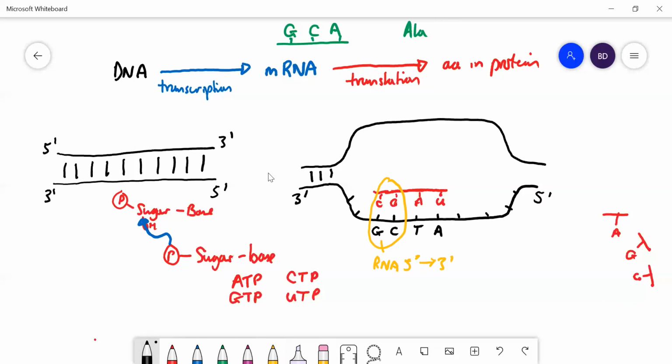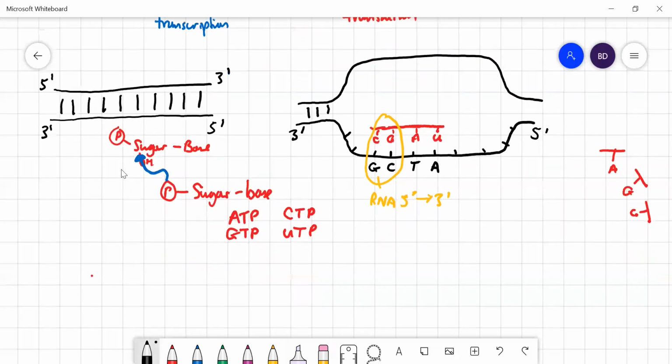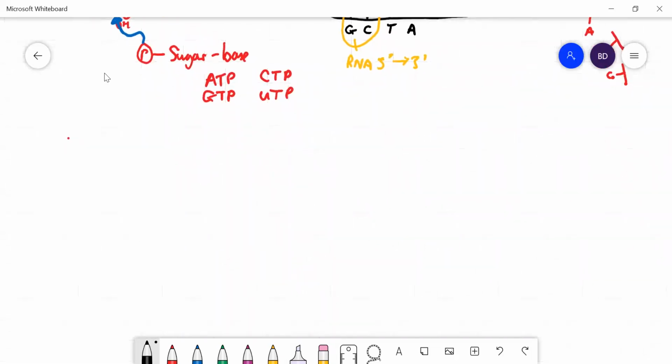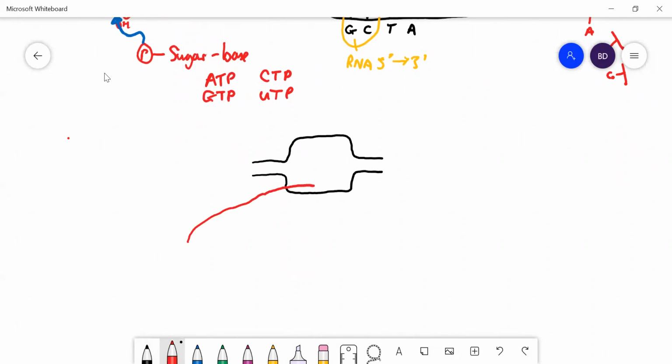So we draw what happens a little bit further down then. So we've now got our bubble in the DNA double helix, separated, and we've got this is RNA which had been made before, and this is RNA currently being made, and we've got RNA polymerase on the strand there doing its job.